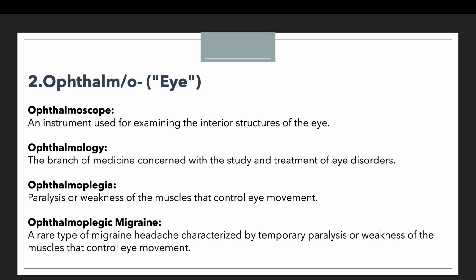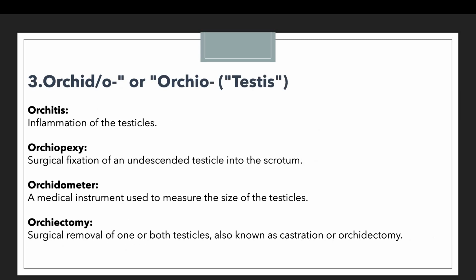Fine. Now we will move to the third and last prefix for this session, which is orchid, orchido, or orchio. Now, what is orchid or orchio? This prefix is used in order to denote the information related to the testis. Okay. For example, first one is orchitis. Orchitis means inflammation of the testicles.